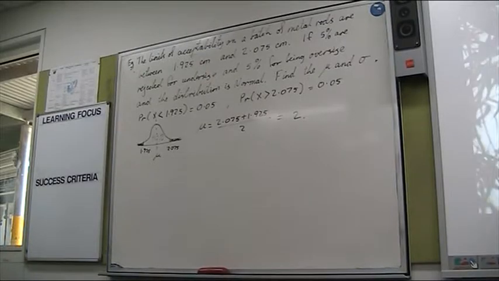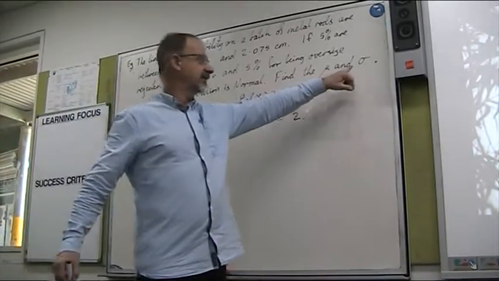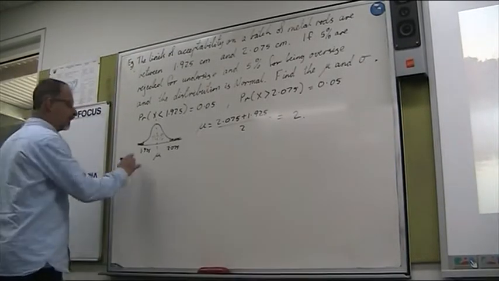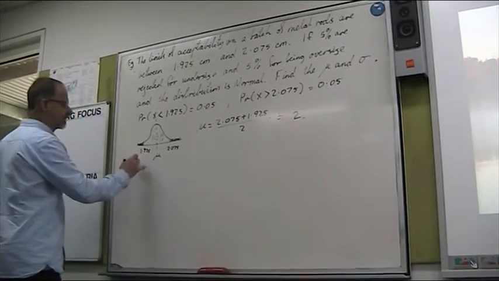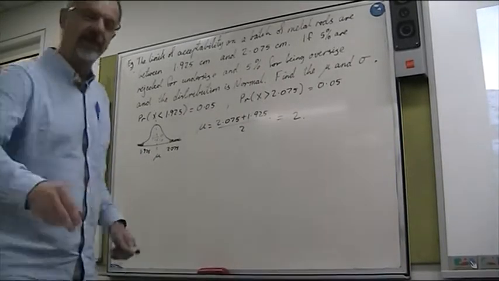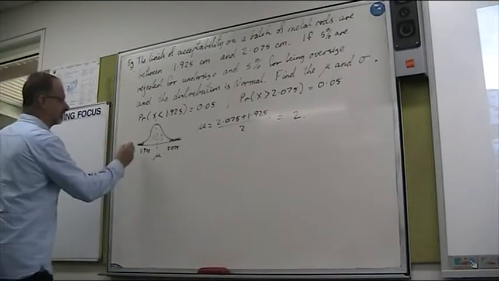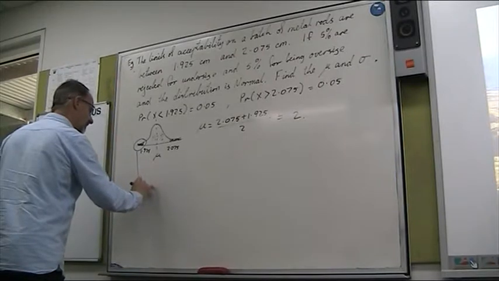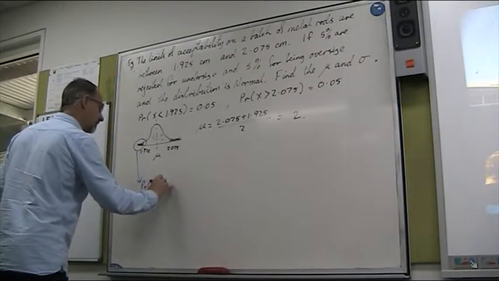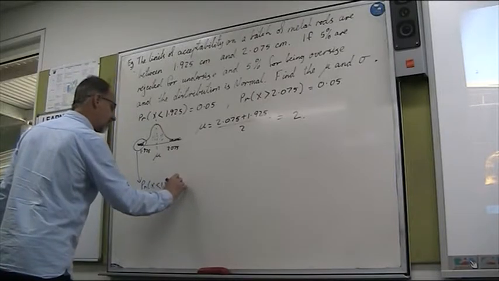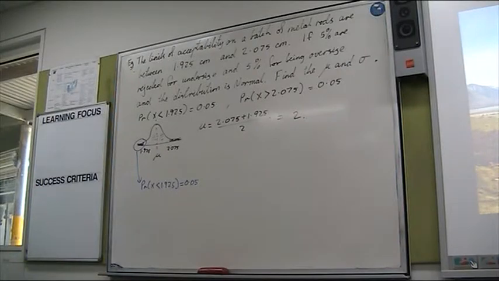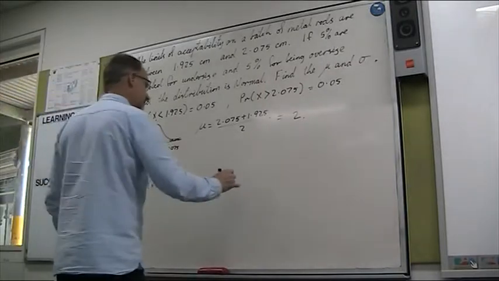Now, the next bit's the tricky bit, finding the standard deviation. So what I'm going to do is just look at this part at the end. The probability that x is less than 1.925, I know that is 0.05. That's 5% less than that. What else do I know? Well, I know this z.